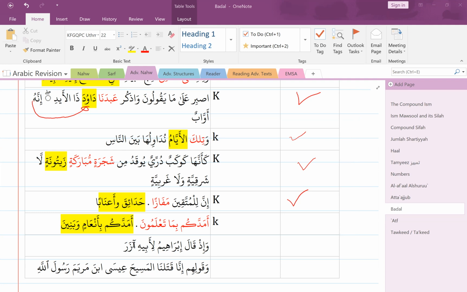وإذ قال إبراهيم لأبيه آزر. So لأبيه is mubdal minhu. آزر is badal, and it is badal al-kul, the whole. Yes, because we know his name is Azar, although some people say that's not his name, but whatever that discussion, this is badal al-kul. So it's replacing totally.